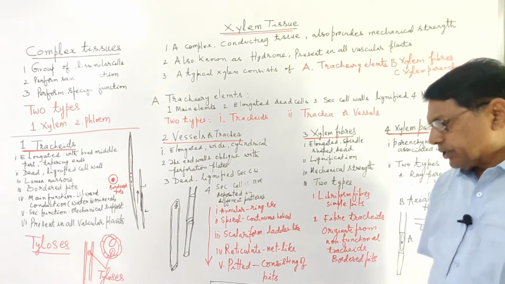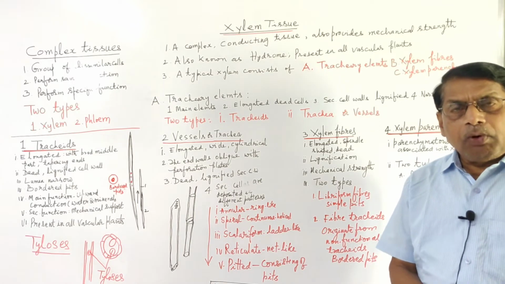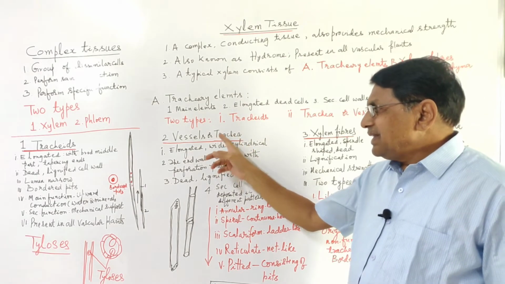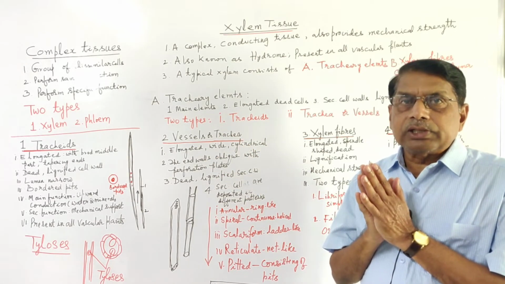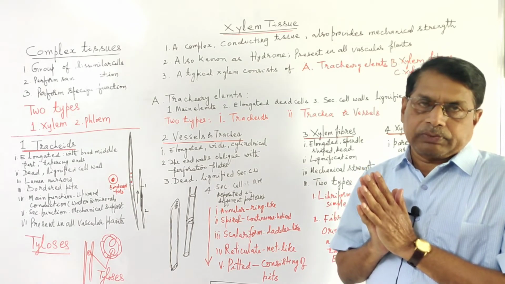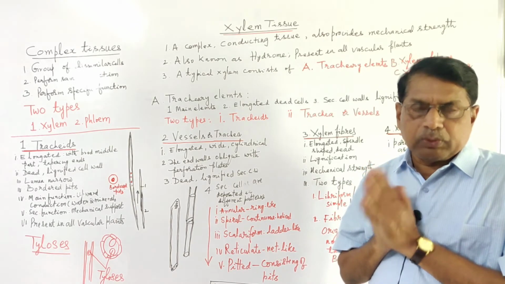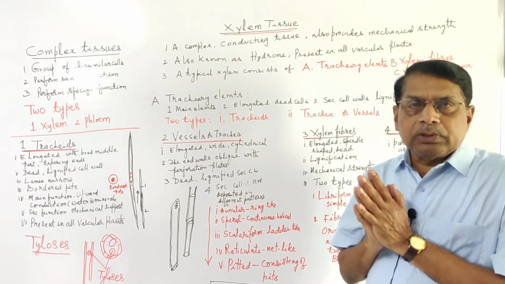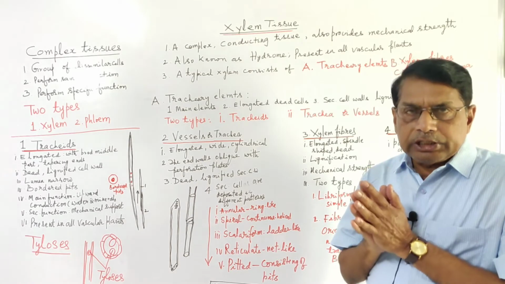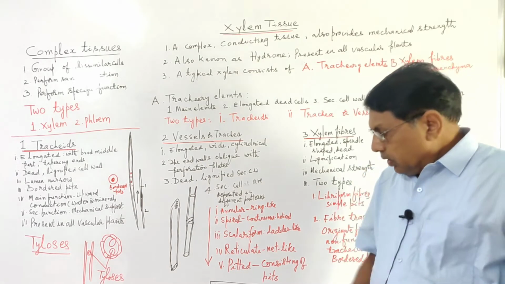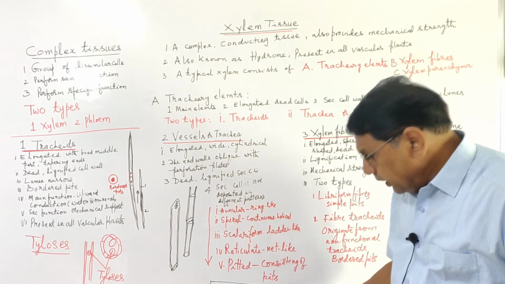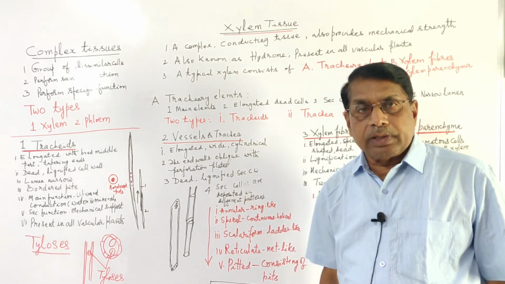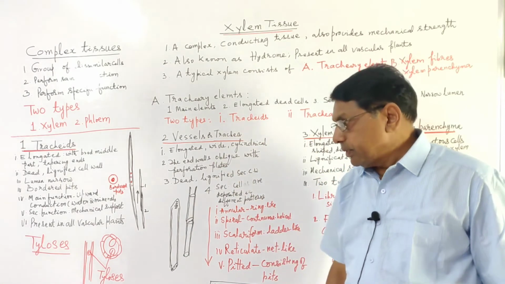consisting of pits. One important character you have to remember is these vessels or trachea are present only in angiosperms. They are not present in gymnosperms, not present in pteridophytes. In gymnosperms, these are reported in Gnetum, in Ephedra. Present only in angiosperms. Tracheids are present in all vascular plants, right from pteridophyta, gymnosperms, angiosperms.